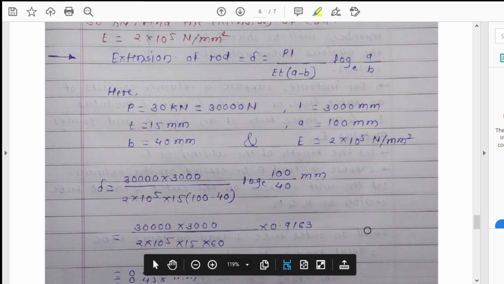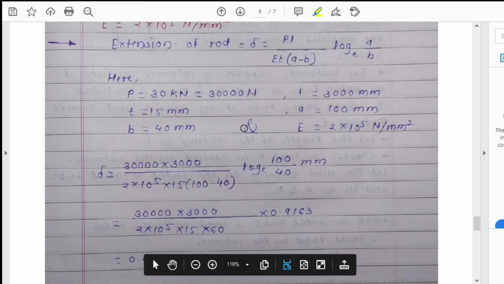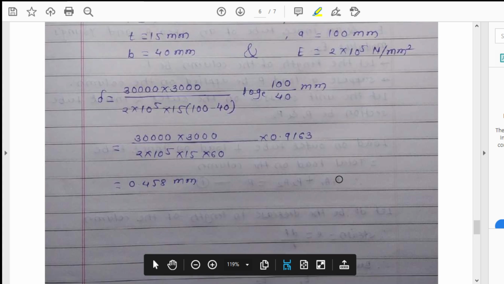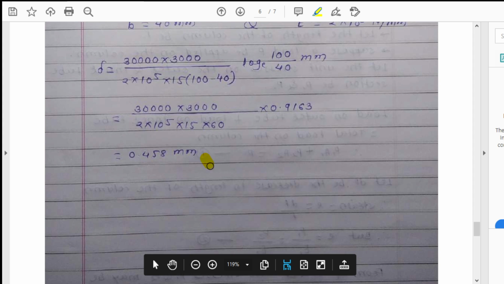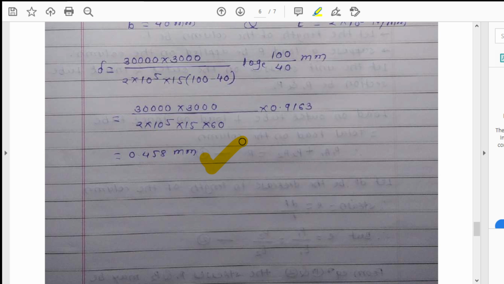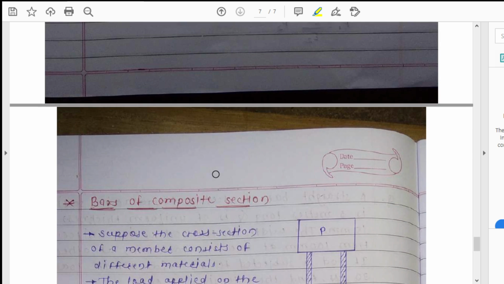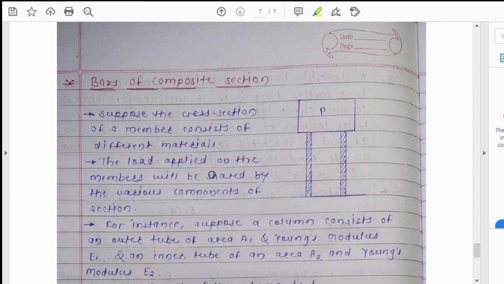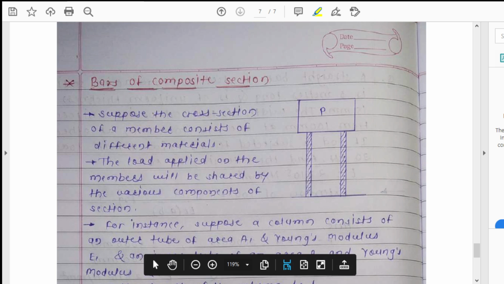Now put all quantities in this equation. You'll get the value of delta, which is the total extension of that rod, as 0.458 mm, which is very negligible. The extension is not even 1 mm, it is about 0.45 mm. Now the second part is bars of composite sections.